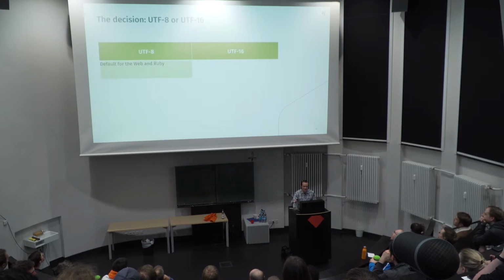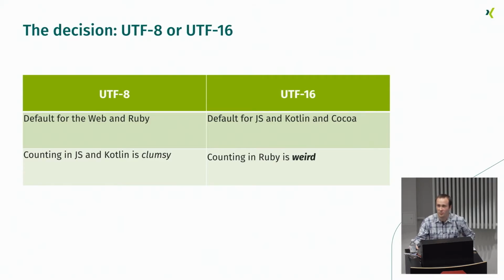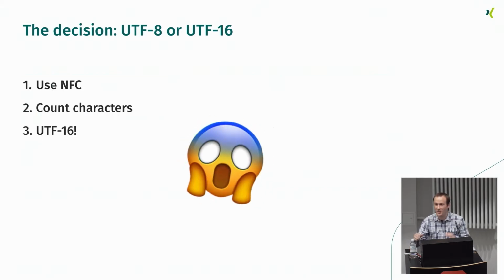OK, let's recap. UTF-8 is the default for web and Ruby. UTF-16 is the default everywhere else. Counting UTF-8 is a bit clumsy in Kotlin and JavaScript, but doable. Counting UTF-16 in Ruby is just weird. Want to change your mind? We used UTF-16.